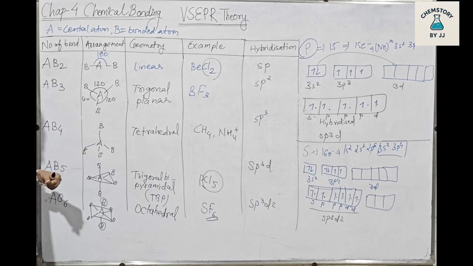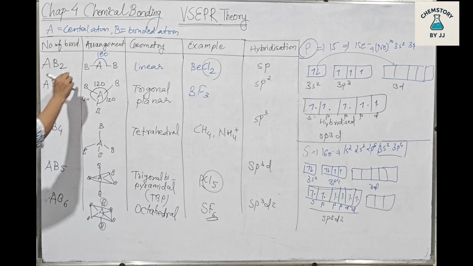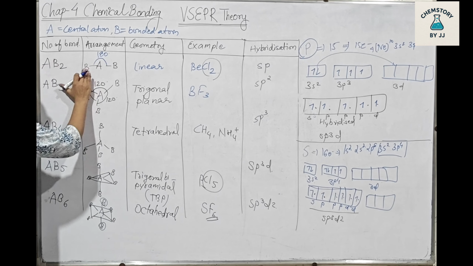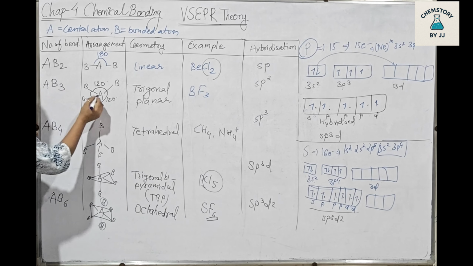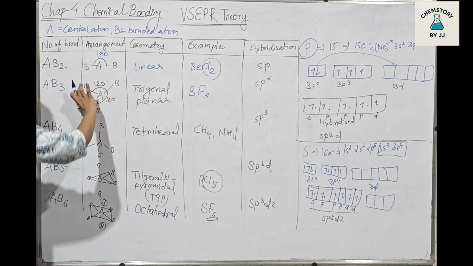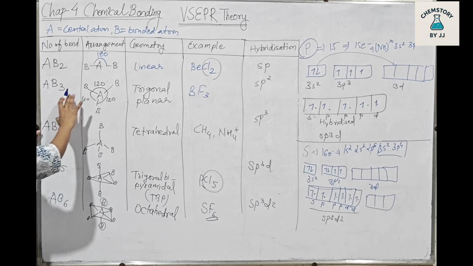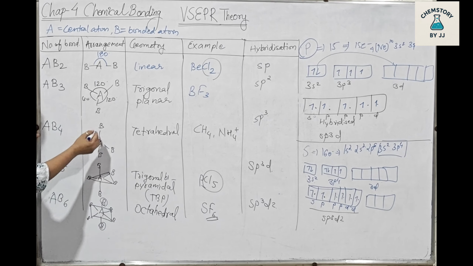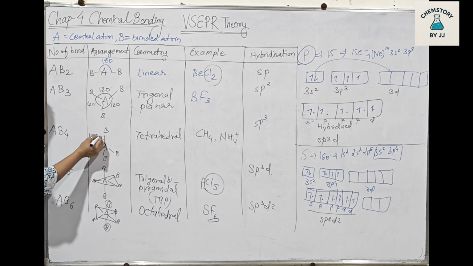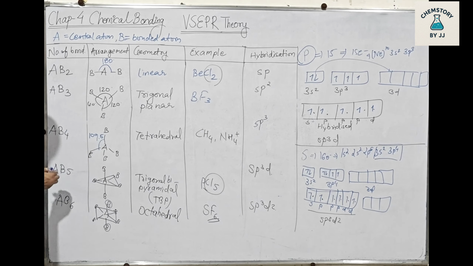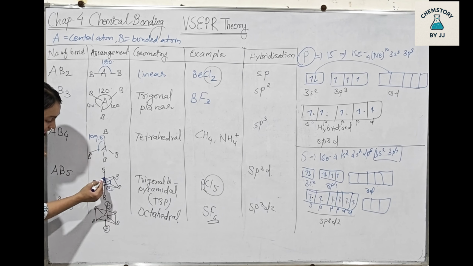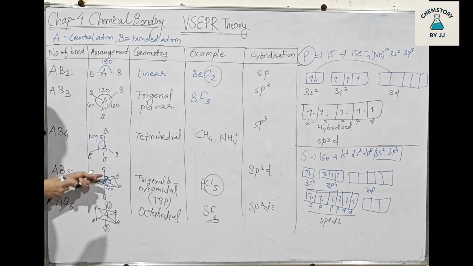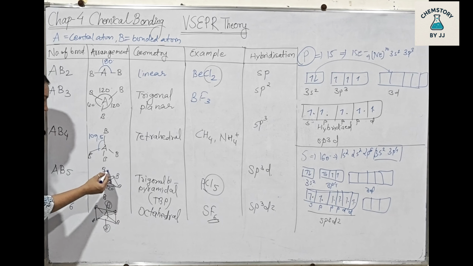Now, let's not skip the topic about the bond angle. See, in AB2 molecule, A and B have 180 degree bond angle. For AB3, these two B's and these two B's have the same 120 degree angle. Here, this one has 109.5 degree angle. After this, AB5. In these B's, it is 120 degree, and this B with respect to this plane of B's forms 90 degree.